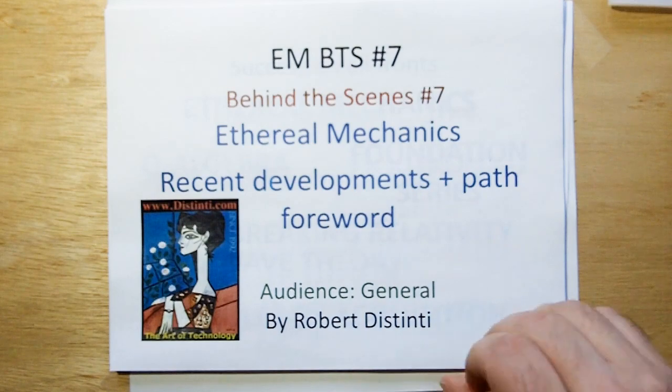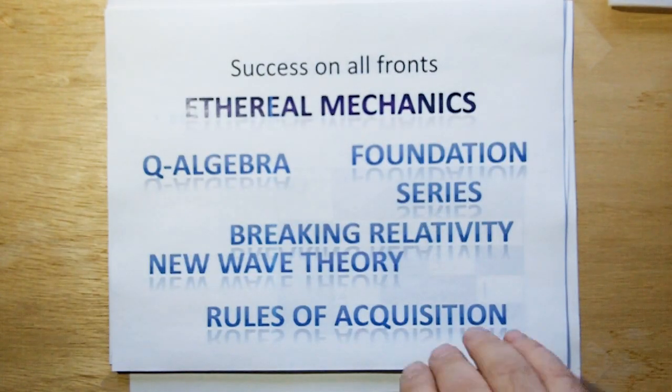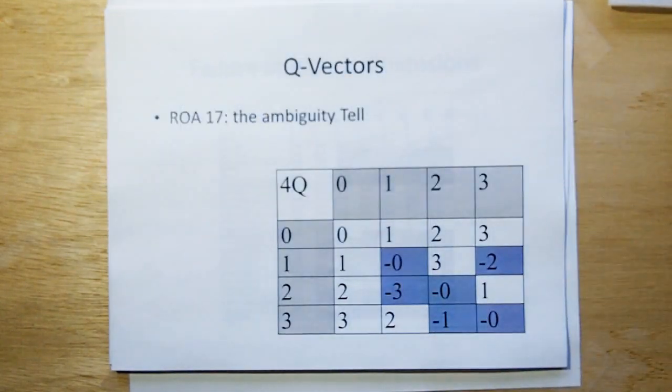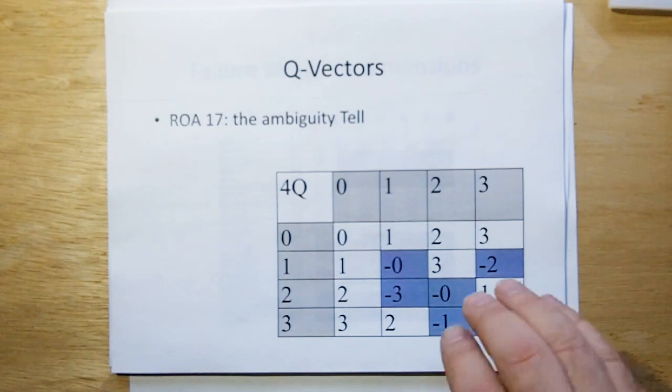We're going to discuss the recent developments and path forward. Again, we have a success on all fronts. I'm going to go over each one of these. In Q vectors, it's always been bothering me that the Q dimension, which I basically dumped everything in, is kind of ambiguous, and so kind of in violation of the 17th rule of acquisition, known as the ambiguity tell. But I went on with it.